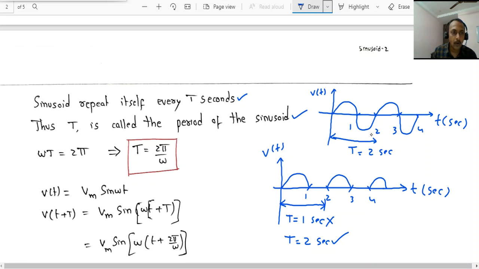So, already we know that omega T equals 2 pi. Now capital T equals 2 pi by omega. Capital T equals 2 pi by omega.